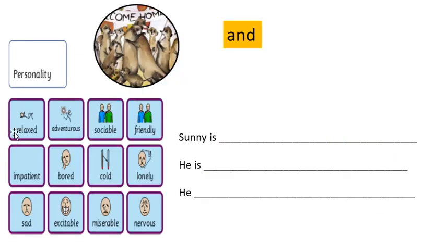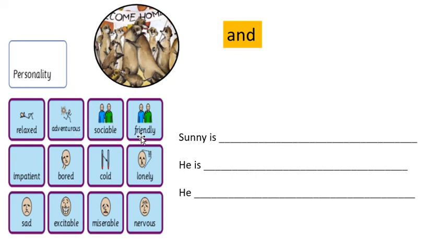Now let's have a look at his personality. That's something quite different. Let's have a read of some words that can be used to describe what kind of person he is. Right, we've got the word relaxed. Yes, he does like to relax and chill out. He's adventurous. Oh, he's always on an adventure. See all the different places that he went to visit.